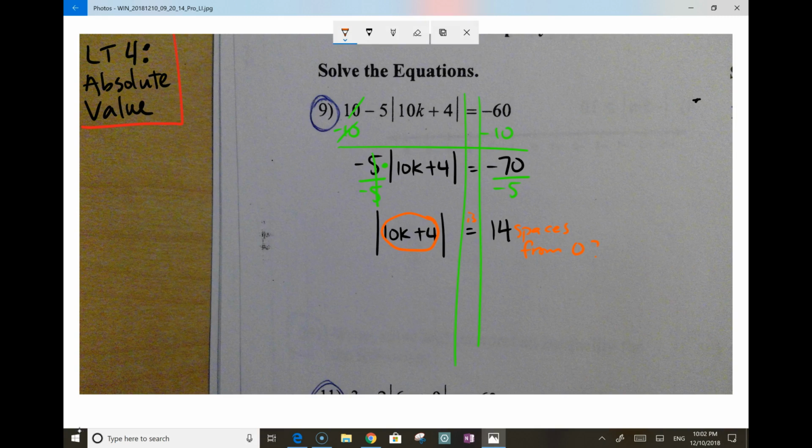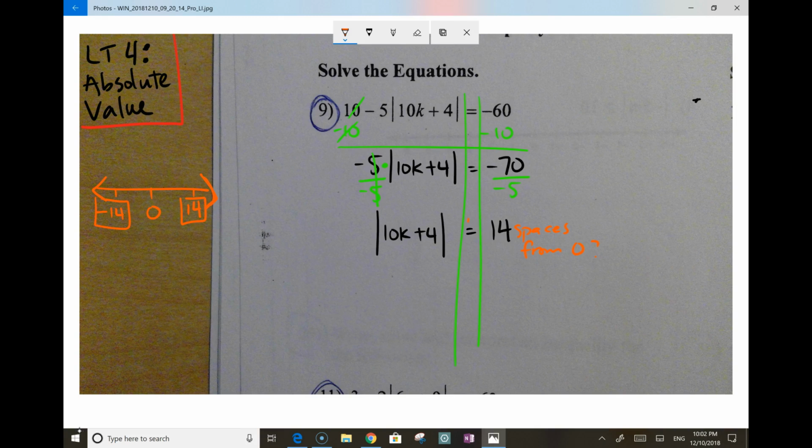So if I were to ask anyone, what number can you think of that is 14 spaces away from 0? There are two possibilities. If you look at a number line and you consider 0, if you go 14 spaces to the right and you stop, you're at positive 14. And if you go 14 spaces to the left and you stop, you're at negative 14. Okay? So the answer to the question, what number is 14 spaces from 0, would have to be both 14 and negative 14. Both of these numbers are the correct answer to that question. So I have to represent that in this way.